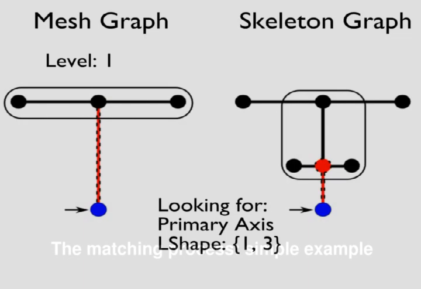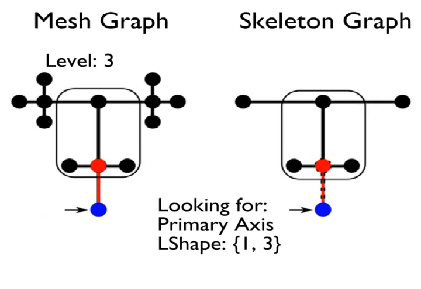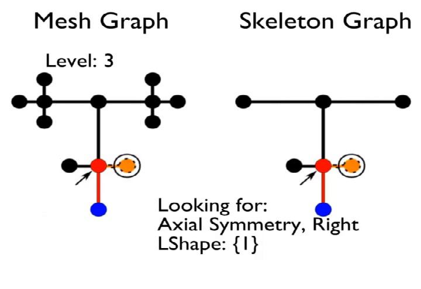This example shows the details of the multi-resolution matching process. From the current node, the method tries to match a mesh arc to a skeleton arc. Since the local shapes are different, the method goes to finer resolutions. The local shapes are now the same, and the method matches the two arcs and proceeds to the next node.